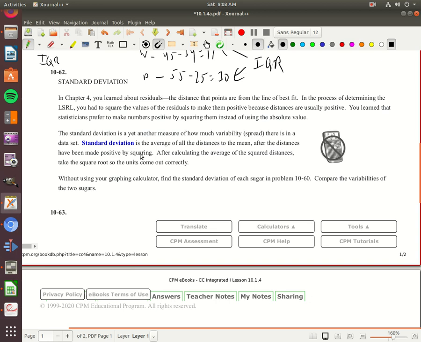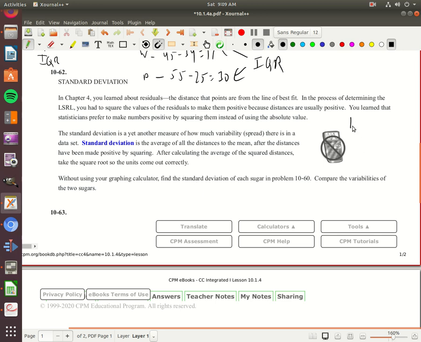So we would not use this if we had outliers or a skew left or right, or a tail left or right. We would only use this if we felt like our data was normally distributed, or something along those lines. So I want to write down a list of what the order is. Standard deviation is the average of all distances to the mean after the distances have been made positive by squaring. After calculating the average of the squared distances, take the square root so the units come out correctly.